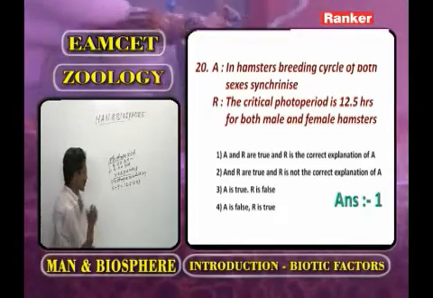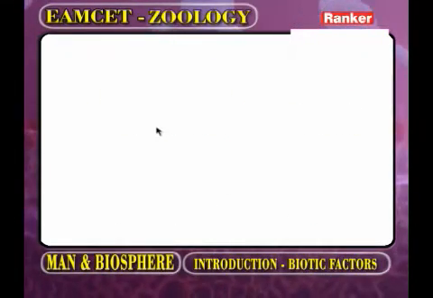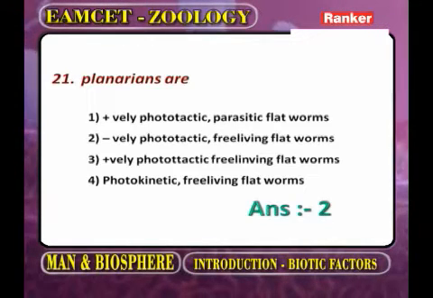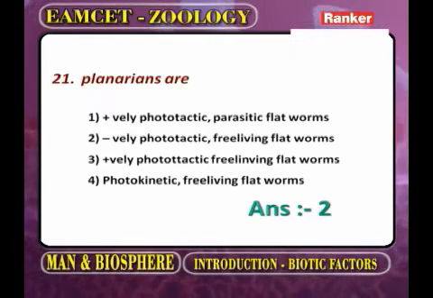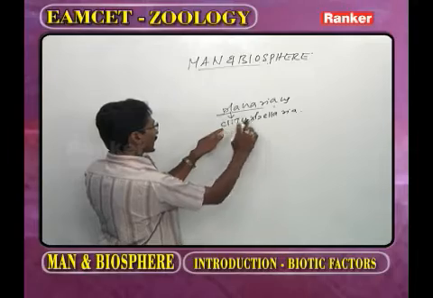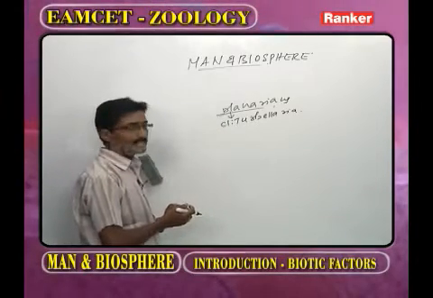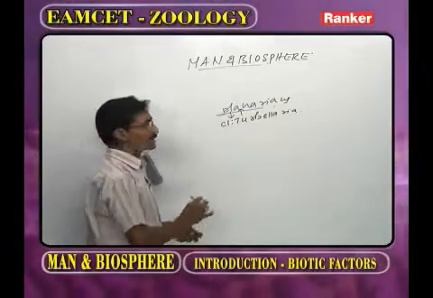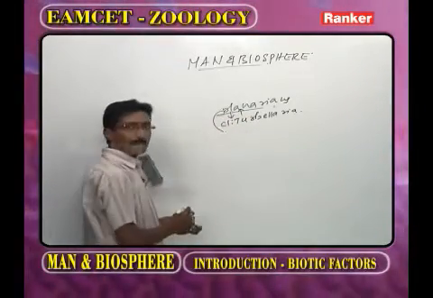Now we go for the next question. Planarians. Now as we observe, planarians come under the class Turbellaria. In the phylum Platyhelminthes, one class we call Turbellaria. What is the common name of Turbellaria? Planarians.